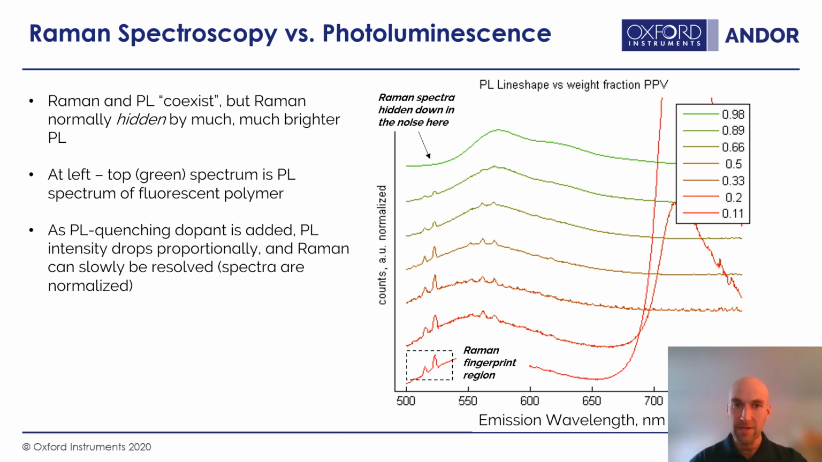The Raman spectrum is there as well. It's buried, hidden down in the noise here. So Raman and photoluminescence always, or almost always, coexist, assuming there's photoluminescence. But Raman is normally hidden by much brighter photoluminescence.